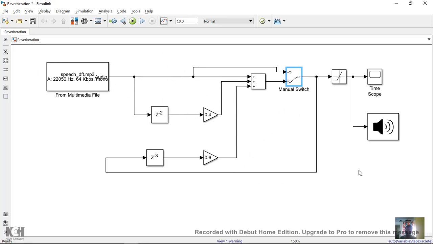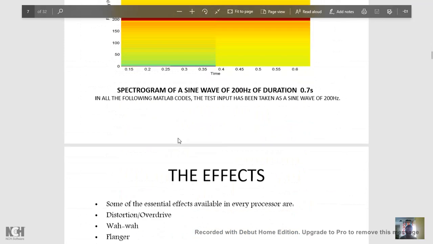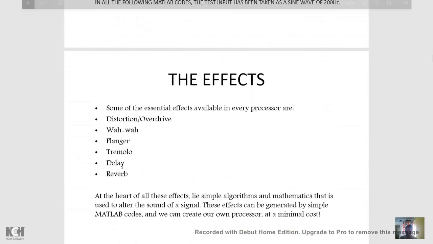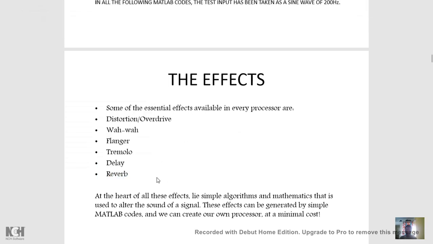So here we have seen many effects. Delay, reverberation, tremolo. Tremolo is an amplitude modulation, as I told. Then flanger, wah pedal, distortion, overdrive. There are still many more effects that we can make. So in the next video, we'll be looking into other effects.